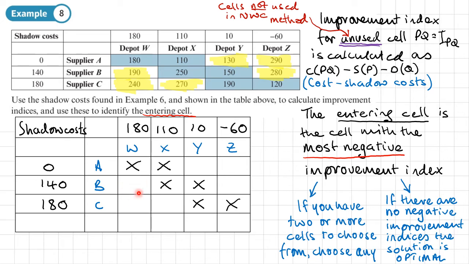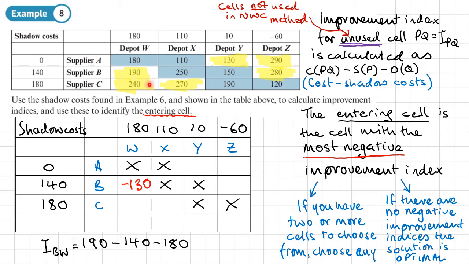So that means that these other cells here have not been used. I'm going to calculate the improvement index. So let's start with this one here, the improvement index for BW. And now we could write that like this, I BW. And the calculation for that would be the actual cost of B to W, 190, minus the shadow costs, which are 140 and 180, basically the headings of that row and column. So I'll write it out for this one, but we don't need to write it out for the others. We'll just do the calculation. So 190 minus 140 minus 180, that's minus 130.